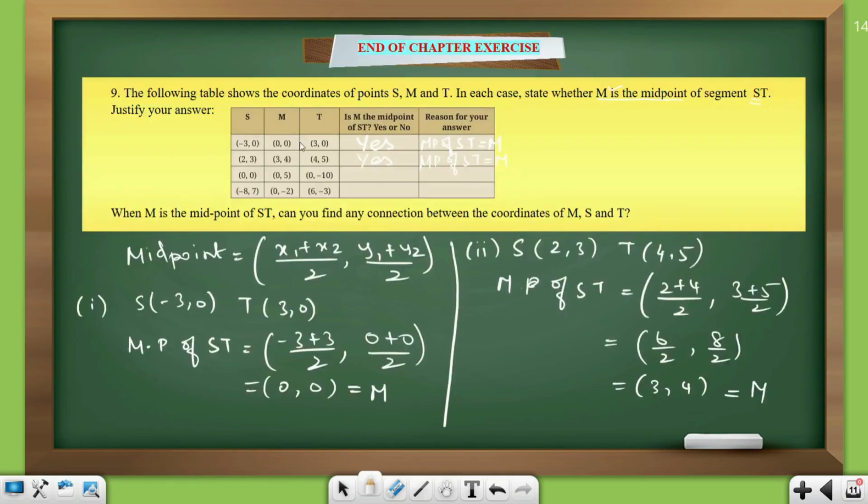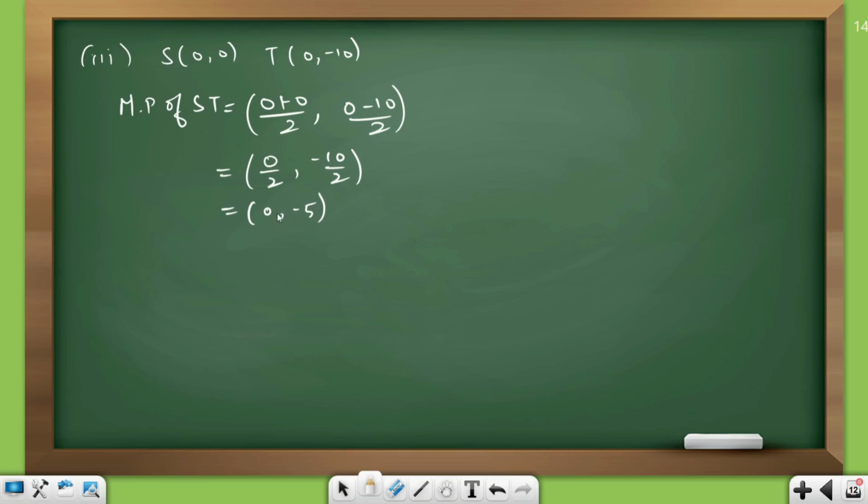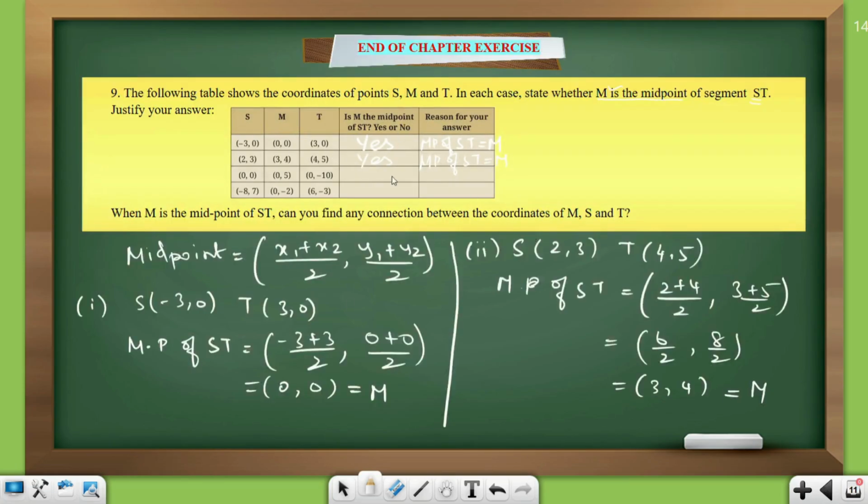But look at your M point here. The point M is given as (0, 5). But what is the answer we are getting here? The midpoint of ST is (0, -5). So this is not equal to my M. M is (0, 5), but here I am getting (0, -5). So they are not equal. The question here is whether it is a midpoint, and the answer is no. This is not the midpoint. The reason is that the midpoint of ST is not equal to my point M.